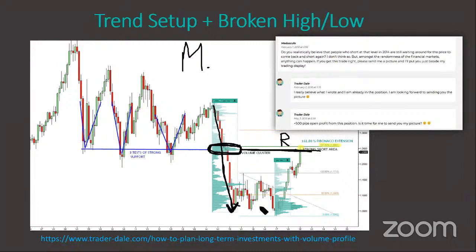So you wait for a pullback, and it doesn't really matter. It took 3 years for the price to go back. It doesn't matter. And this was a resistance, so go short from there.